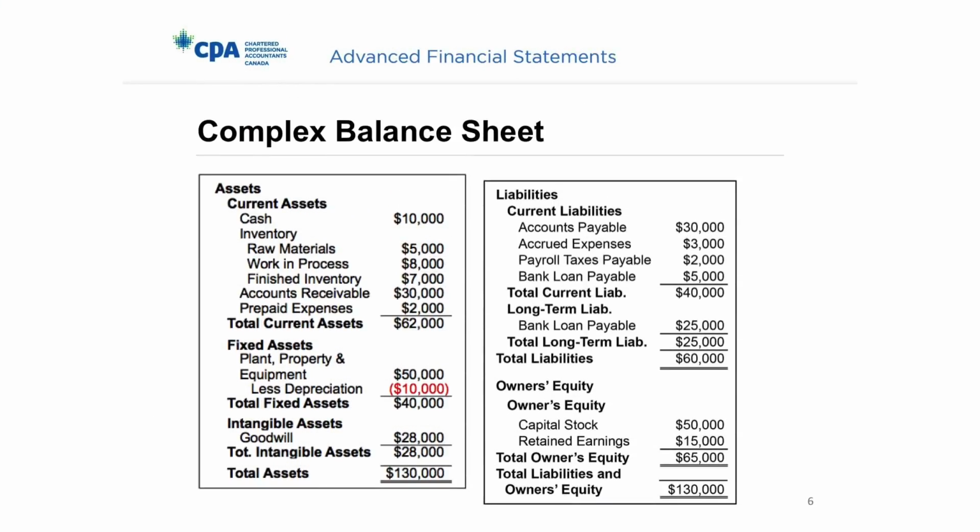Now let's take a look at a complex balance sheet. In comparison to the last balance sheet we saw, you can see that this one has become much more complex with the addition of raw materials, work in process, some finished inventory. You can also see that we've added goodwill, accrued expenses, payroll taxes, and look at some of those bank loans. Now, let's take a look at some of these items individually.